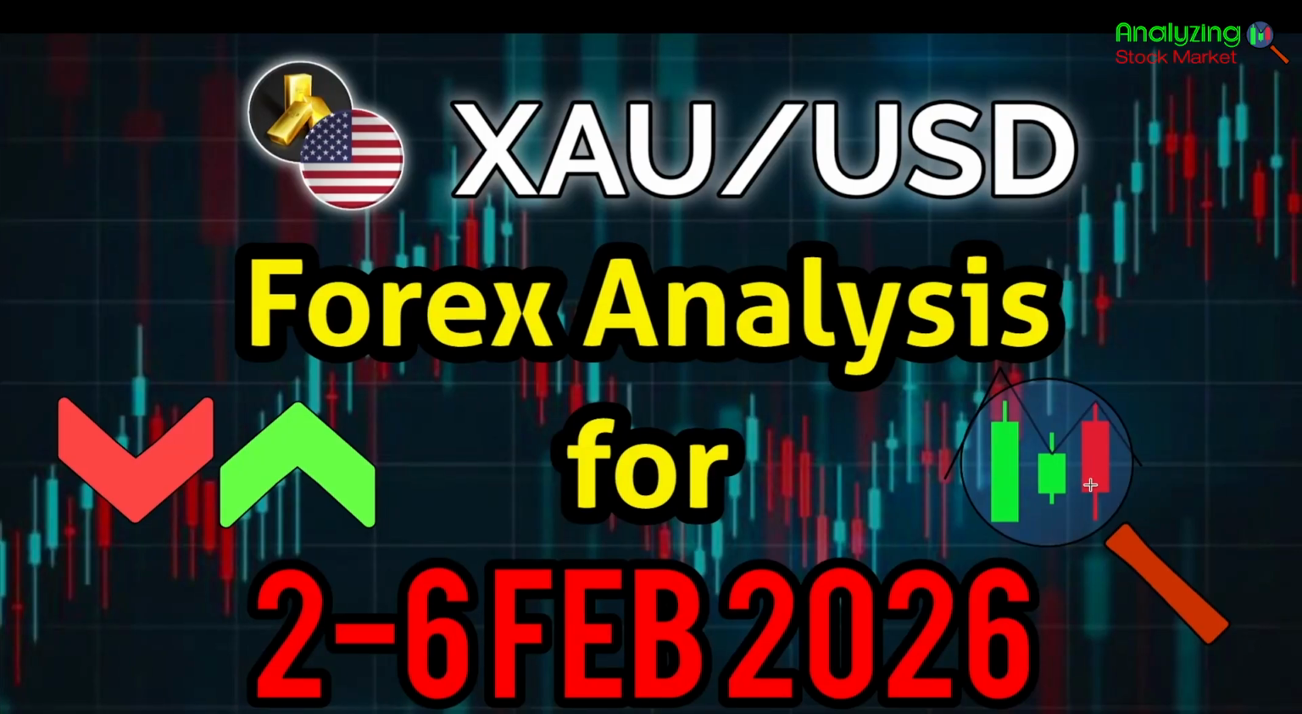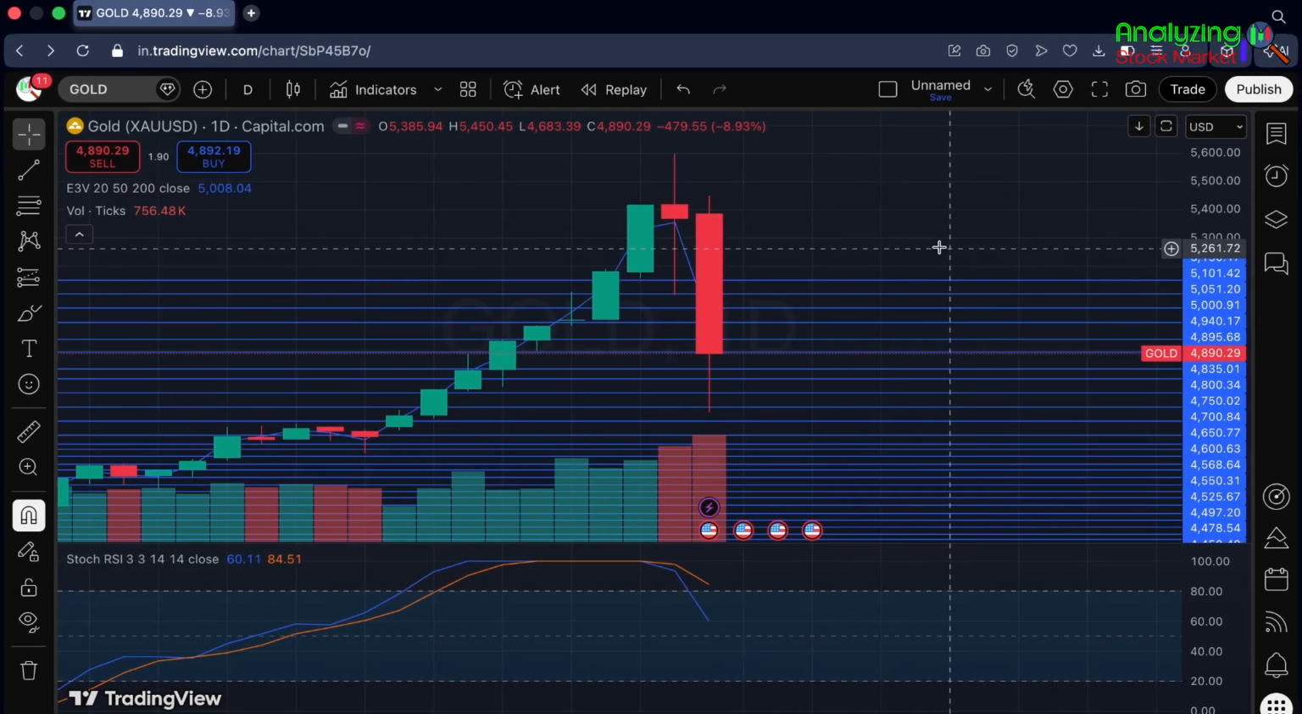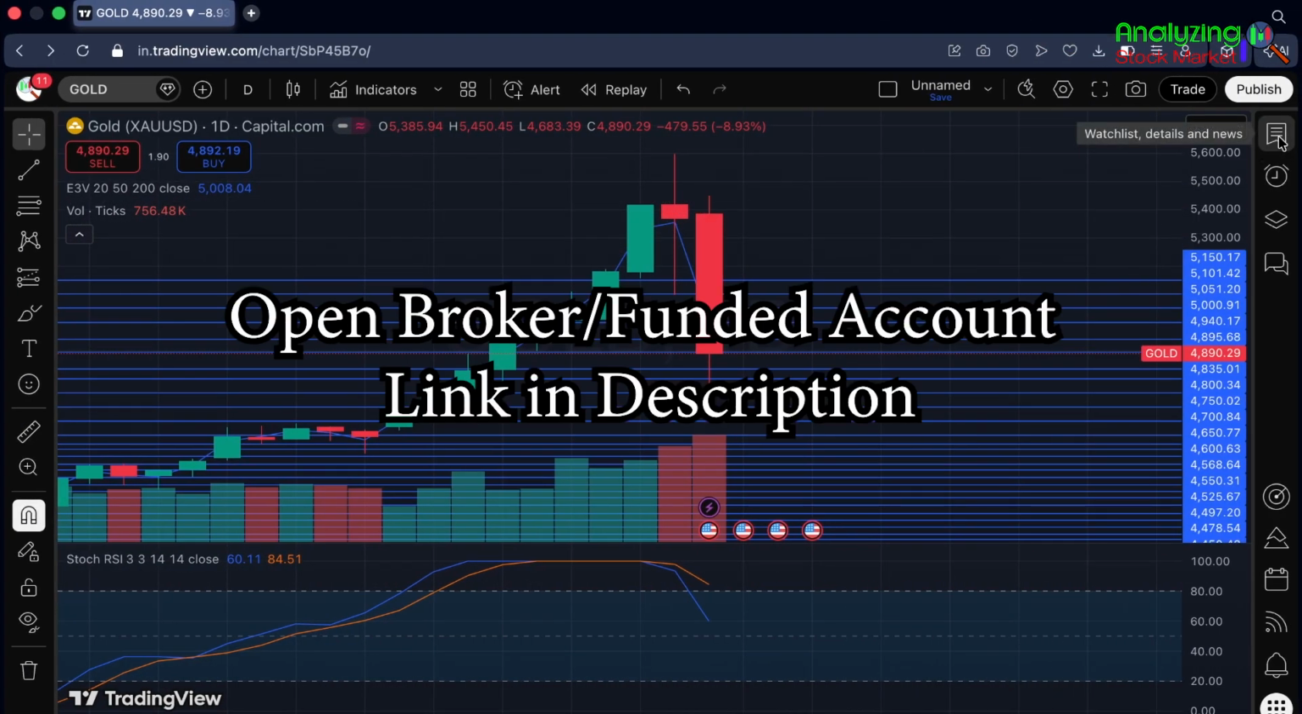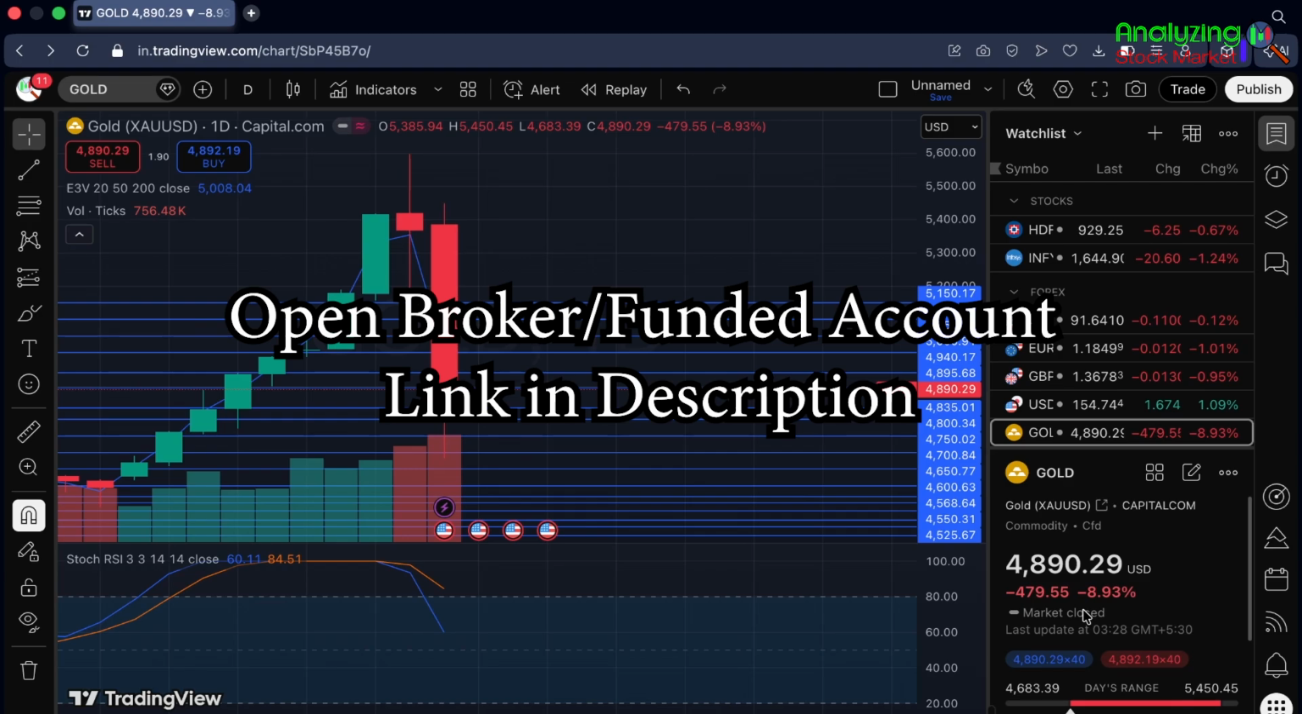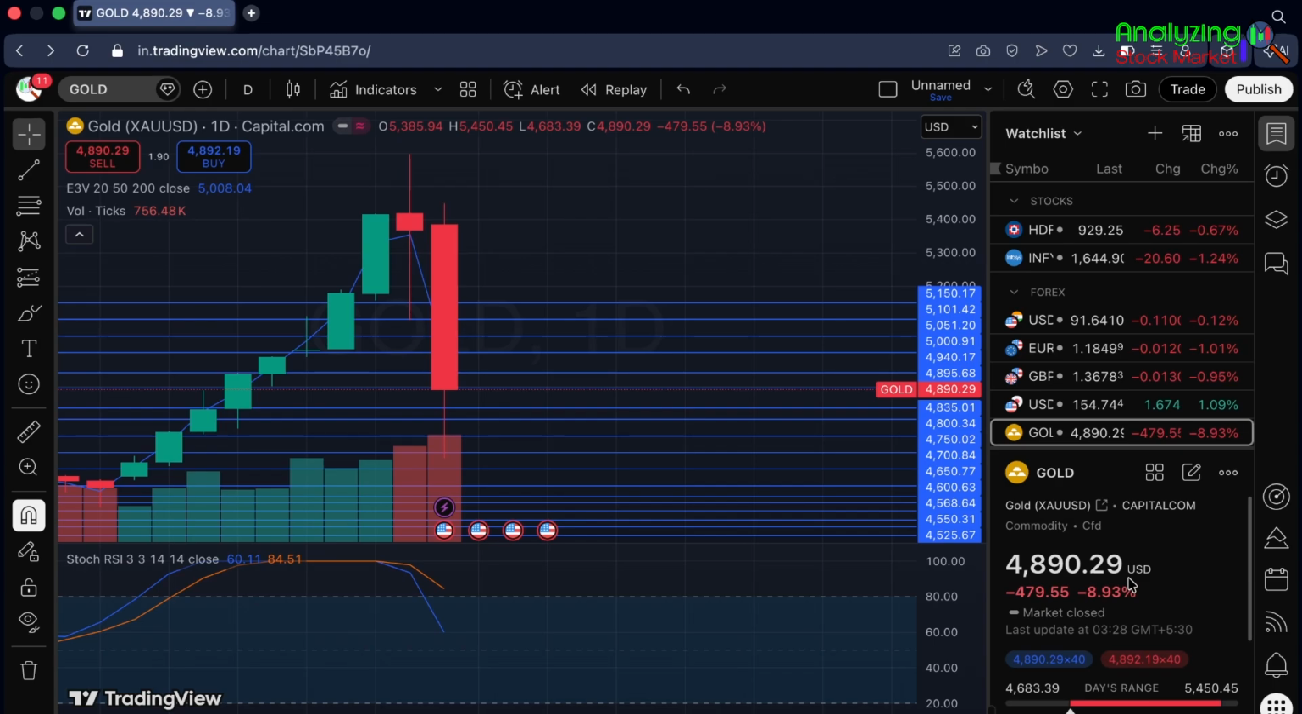Today I will be talking about the XAU USD pair and we'll do the Forex analysis for 2nd to 6th February 2026. So let's go straight to the chart. Here, this is a one-day chart. Currently, let's talk about the closing first. Here, an 8.93% negative move. 4890.29 was the closing on Friday in gold.